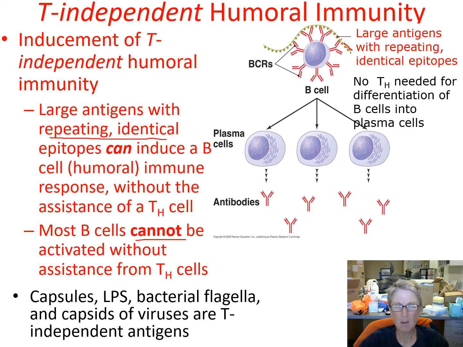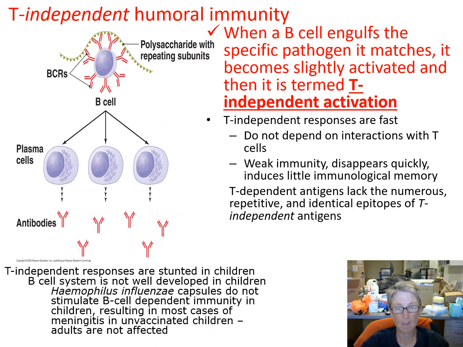Some T-independent antigens: B cell receptors will recognize molecules on capsules. They'll recognize LPS. Remember, that's in gram-negative bacteria. B cells will recognize bacterial flagella, capsids of viruses, and once the B cell recognizes all these things, they can go on to differentiate into plasma cells and make antibodies without the help of a T helper cell.